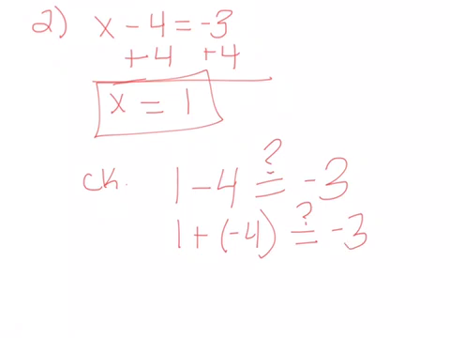The signs are different on the 1 and the negative 4, so I get the difference, ignoring the signs, of 1 and 4. The difference in 1 and 4 is 3. 4 is larger than 1, and 4 had a negative, so my answer has a negative. Negative 3 does indeed equal negative 3. So it checks, which tells me x equals 1 is the solution.